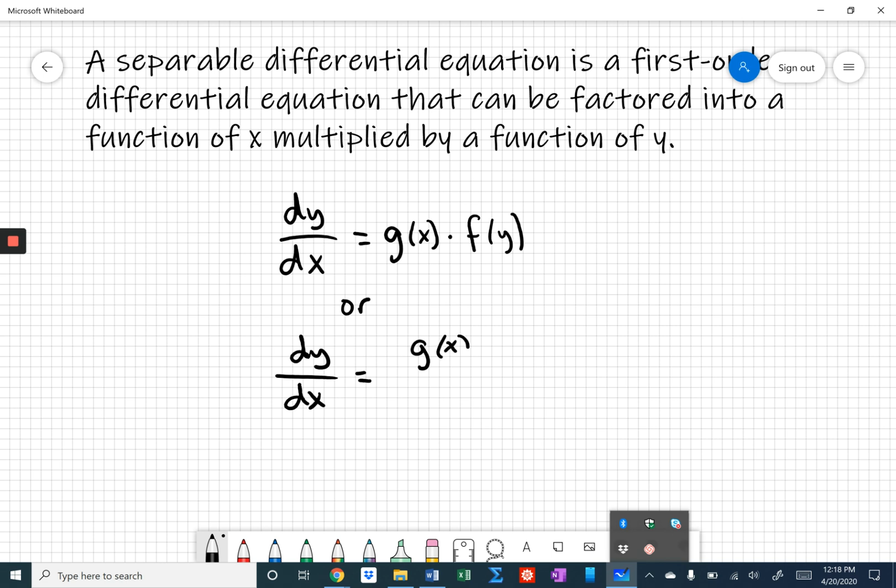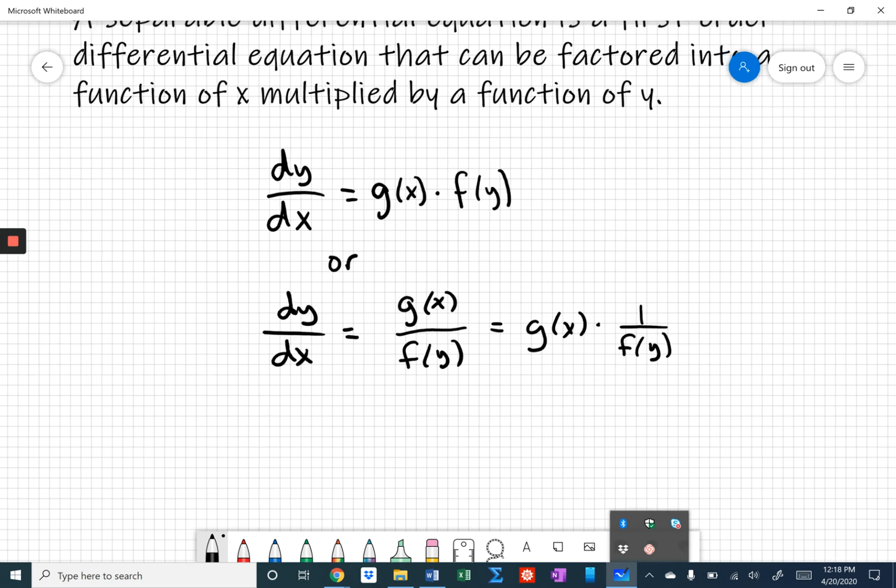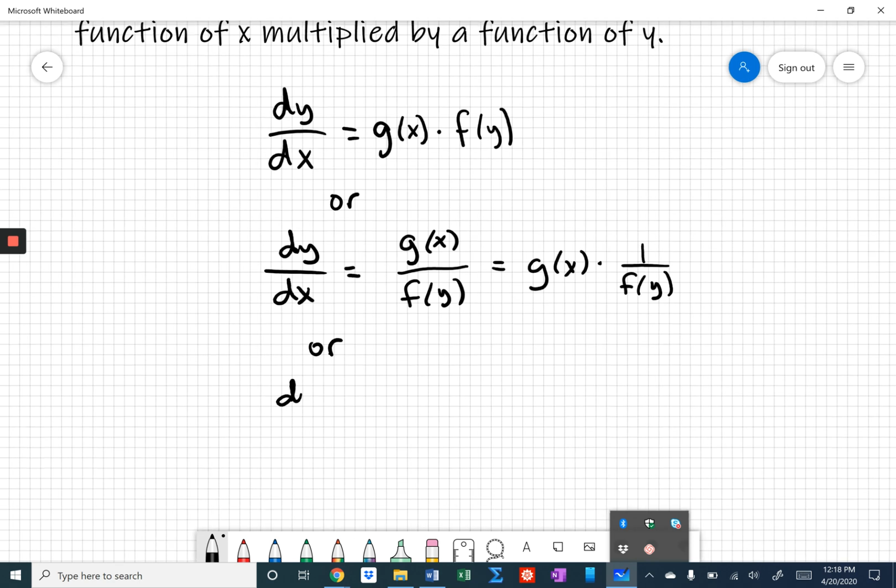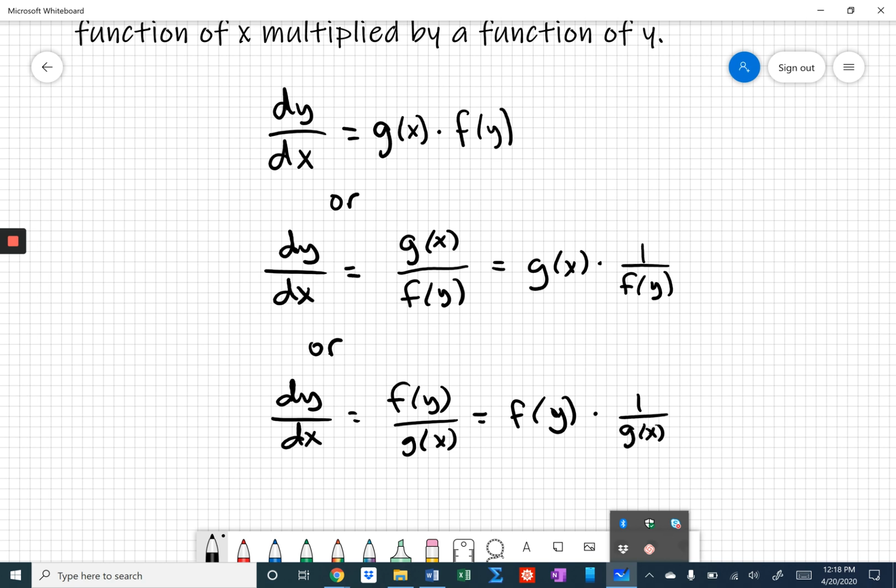So it could be the function of x divided by the function of y, which again, because division is just multiplication by the reciprocal, this is still just a function of x multiplied by a function of y. And so that still matches our definition. Or we could take the reciprocal form of that expression as well and have the function of y in the numerator and divide by the function of x. And so, again, we could think of this as f of y times 1 over g of x. And that, again, is a function of x. 1 over g of x is still a function of x times a function of y.